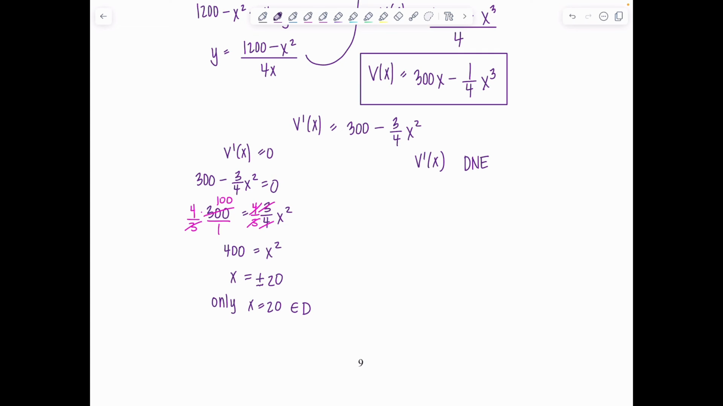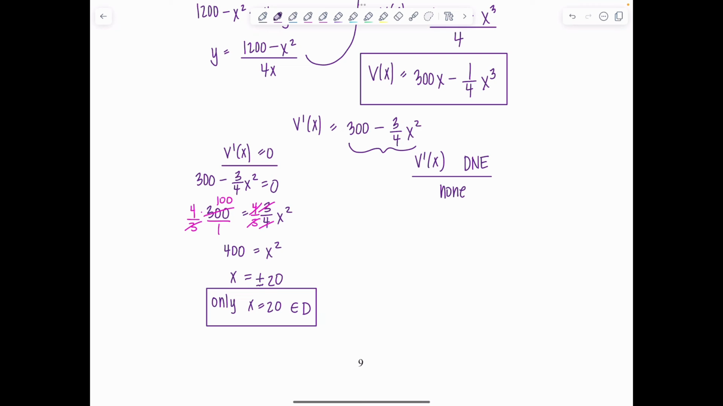If this didn't represent volume though, that would be a valid critical number. Do you get what I'm saying? It's in the domain of the function if the function didn't represent volume because our function was a polynomial, but we have domain restrictions because the dimensions can't be negative since our function actually represents volume. V prime doesn't exist. Well, no, it's a polynomial, so that's not going to be relevant. None. So my one and only critical value is x equals 20.